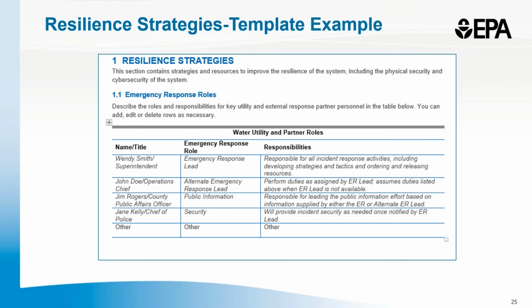So here is another screenshot from the template that shows how the resilience strategies could fit into this emergency response plan. This particular category is looking at emergency response roles, so that you would list the names of the people, what their role is, and what their responsibilities are, so that you know who would be doing what during an emergency.